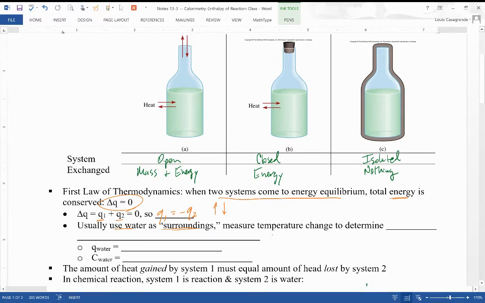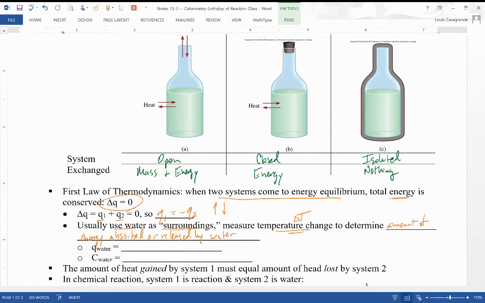And what we're going to do is measure a temperature change, that delta T, to first determine the amount of energy that's absorbed or released by the water. Now remember, the water is the surroundings, and so we'll tie that into the system in a little bit.